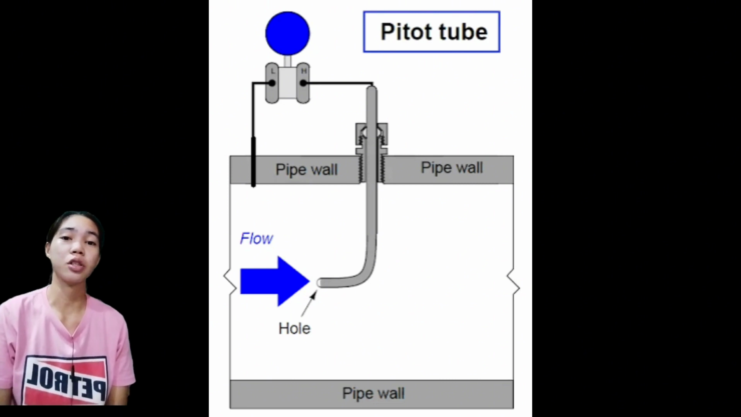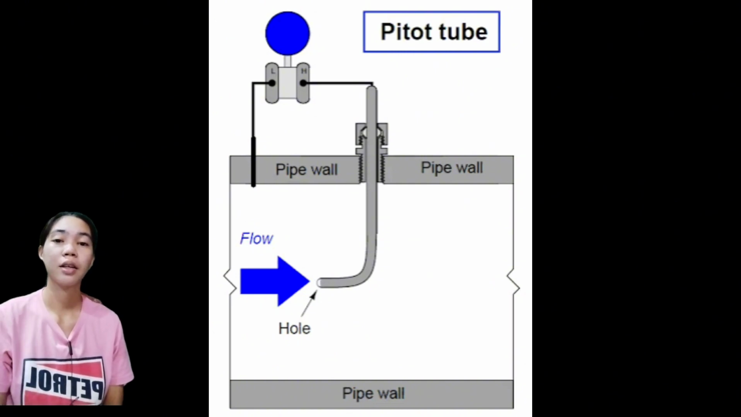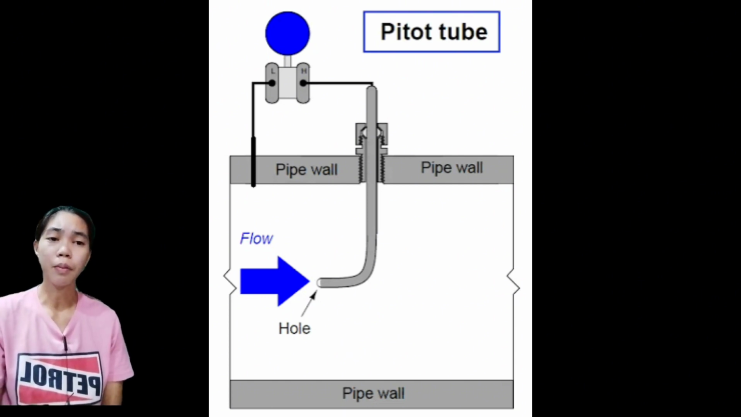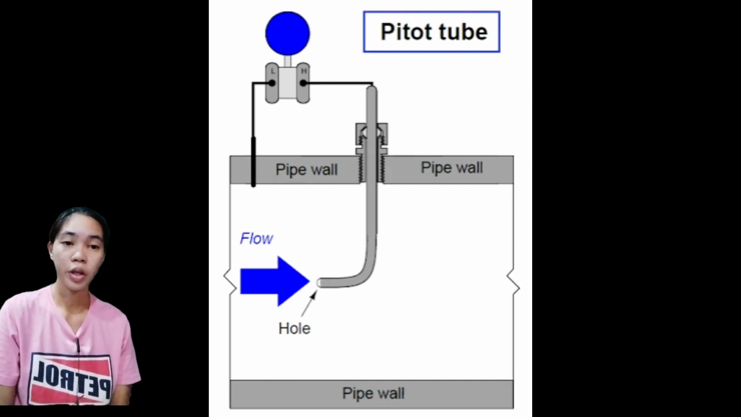What are the limitations of the Pitot tube? The accuracy of the Pitot tube is not very high. It requires a higher velocity of flow to be more effective. And the Pitot tube can readily become clogged with foreign particles in a fluid, which will interfere with the typical reading.